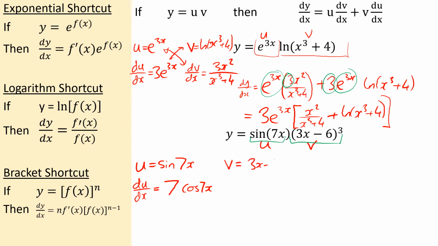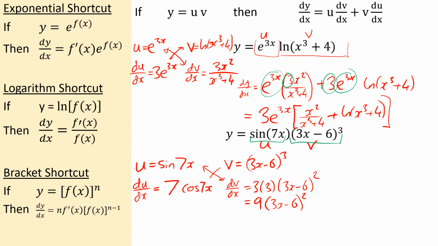V is 3x minus 6 all cubed, so we can use the bracket shortcut. So that's going to go to, let's see, n, so 3. F dash, so the differential of 3x minus 6, is also 3. And then f of x, so that's 3x minus 6, to the n minus 1. You can tidy that up a little bit. 3 times 3 is obviously 9. So we've got 9 lots of 3x minus 6 all squared.